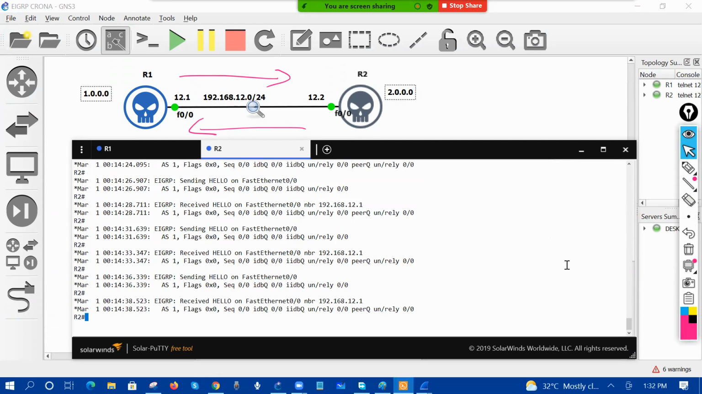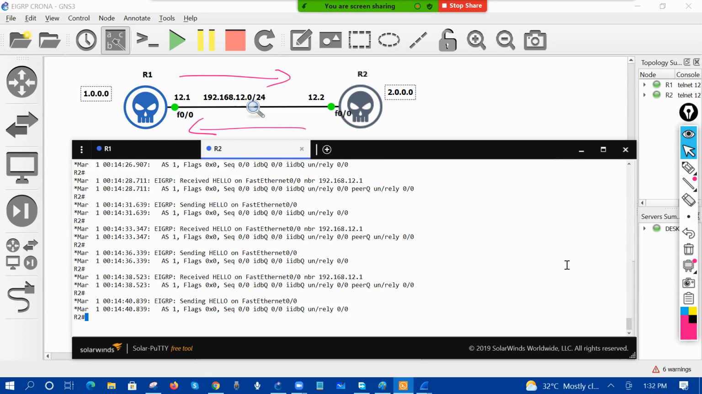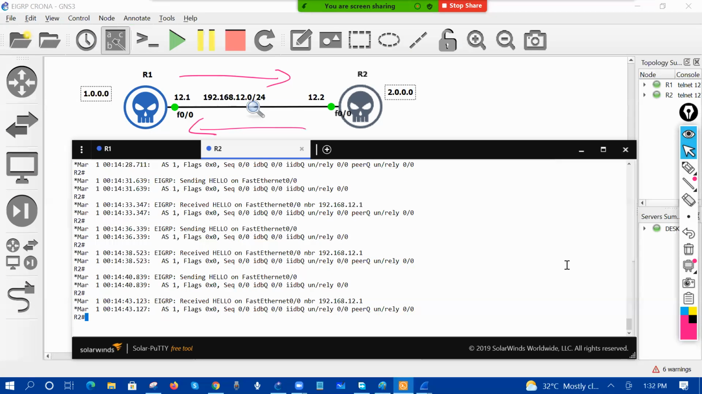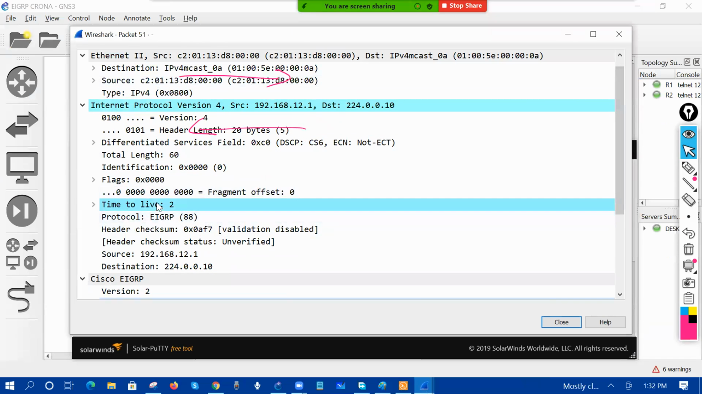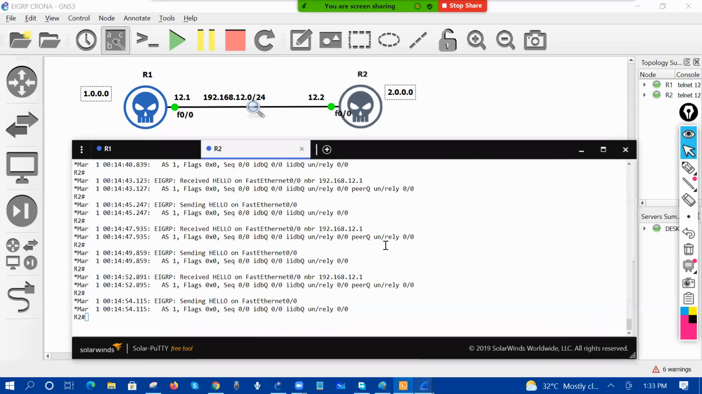Sir, in that packet, can you tell me about the TTL? Some TTL of 2 you told. Yes, TTL is 2 in the 12.0 IOS version. In 15.0, it should be 1 over there. Okay.